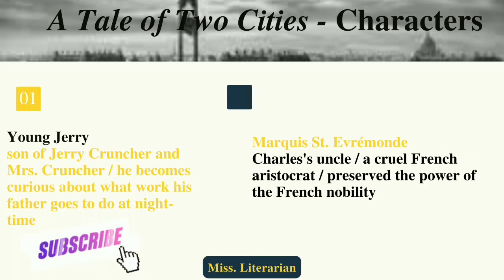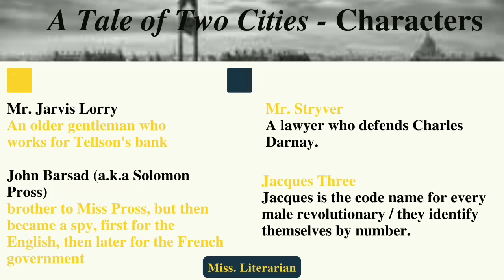Young Jerry is the son of Jerry Cruncher and Mrs. Cruncher. Young Jerry is very curious to know about his father's work at night. Marquis Saint Evermont is Charles' uncle and a cruel French aristocrat, committed to preserving the power of the French nobility. Mr. Jarvis Lorry is an older gentleman who works for Tellson's Bank. Mr. Stryver is a lawyer who defends Charles Darnay. John Barsad, otherwise called Solomon Pross, is the brother of Miss Pross.